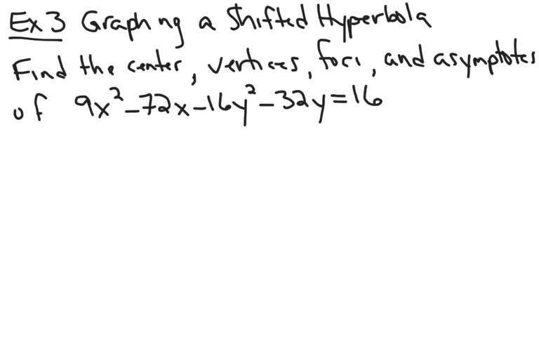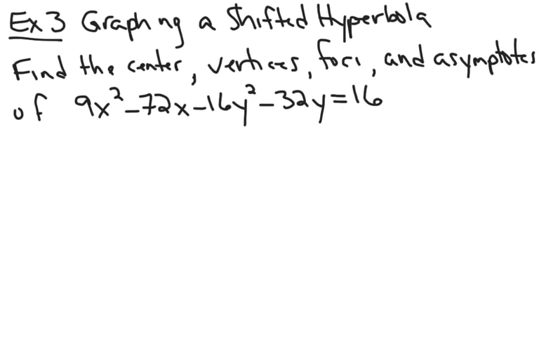Now let's do a shifted hyperbola. We want to find the center, vertices, foci, and asymptotes of this particular hyperbola. In order to do this, we need to put the hyperbola in our standard form, and right now it's in general form. Remember, the reason I know it's a hyperbola, other than the fact that I told you, is because x squared and y squared have opposite signs. So when one of them's positive and one of them's negative, it must be a hyperbola.